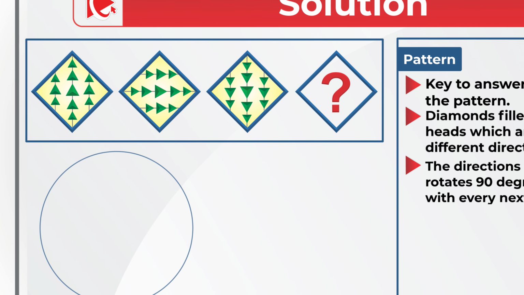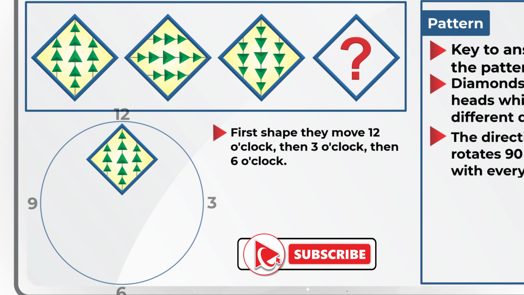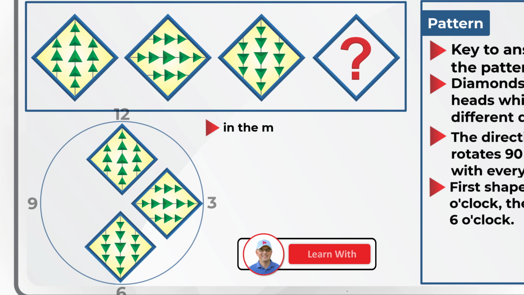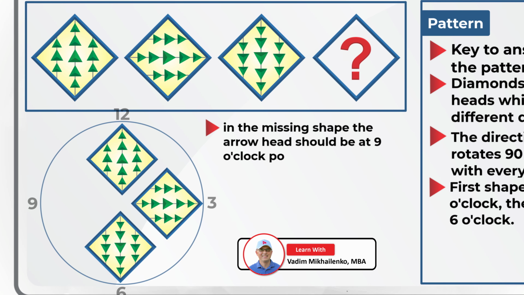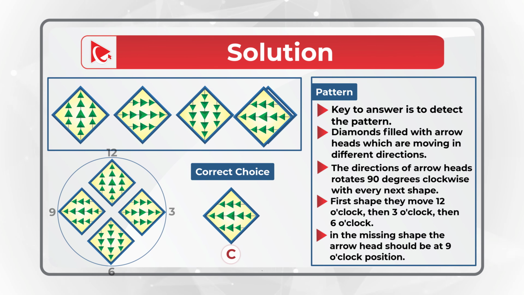For example, in the first shape, they point to the 12 o'clock position of the clock. Then they move to the 3 o'clock position, and then to the 6 o'clock. So if you detected this pattern, in the missing shape the arrowheads should be at the 9 o'clock position. Hopefully you've nailed this question and now know how to answer similar problems on the test.